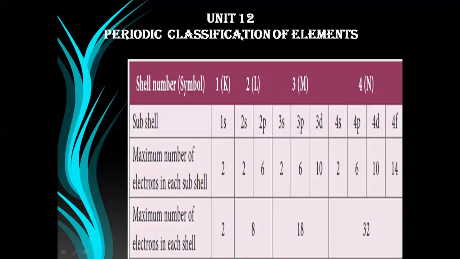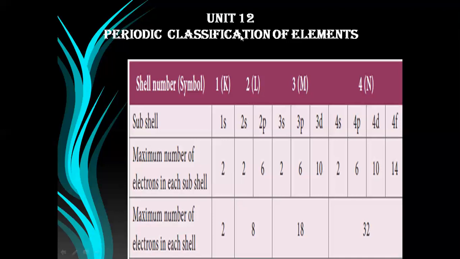For the K, L, M, N shells, the number of electrons present is as follows. The K shell has 2 electrons, the L shell has 8 electrons, the M shell has a maximum of 18, and the N shell has a maximum of 32 electrons. But let us see what electrons are present in the subshells. First, 1s, that is the K shell, has 2 electrons.